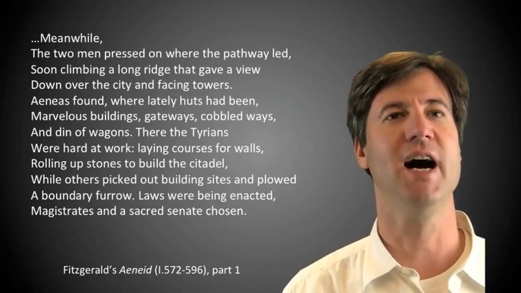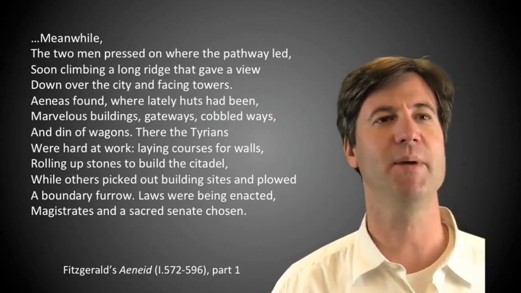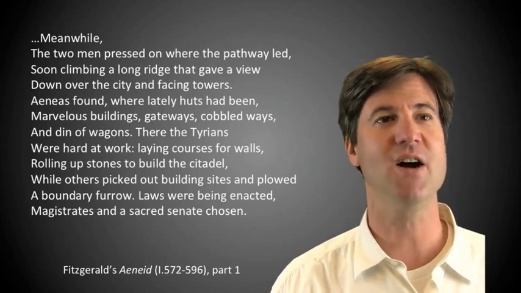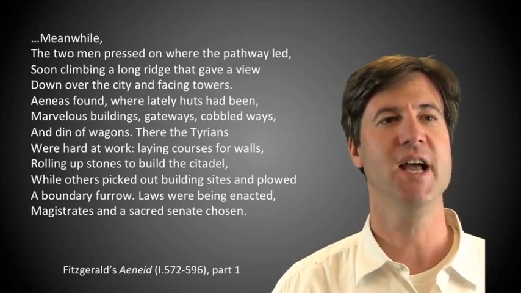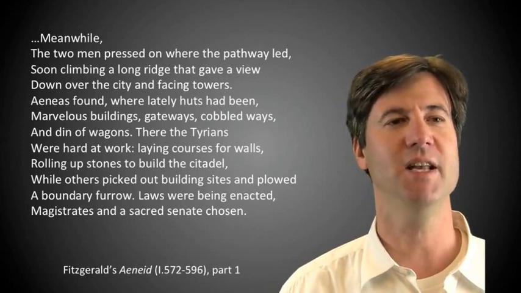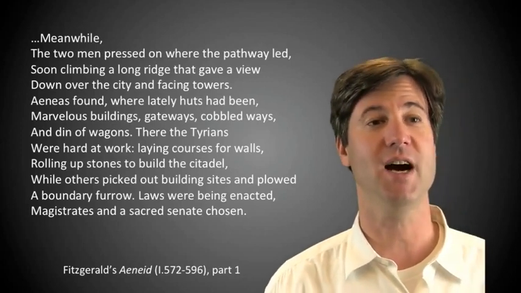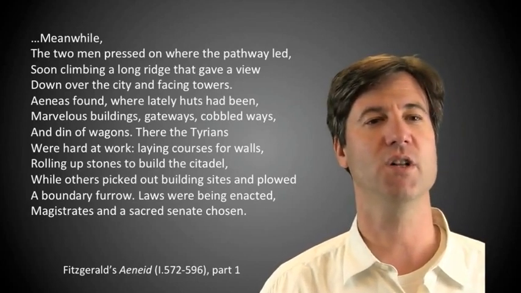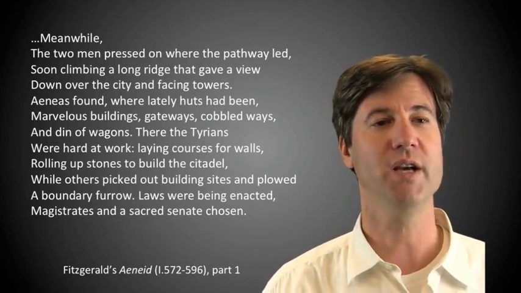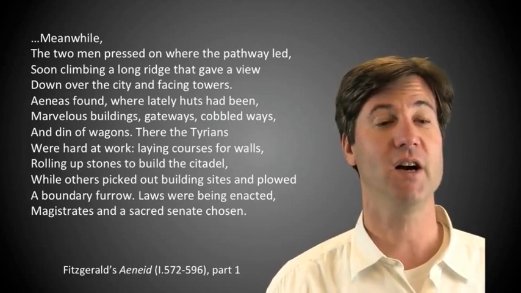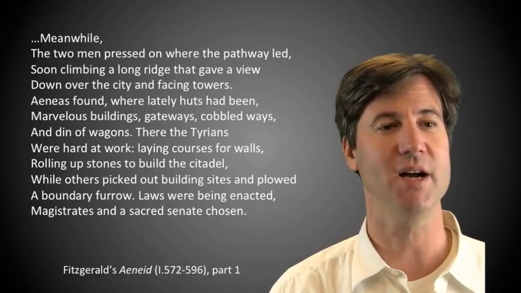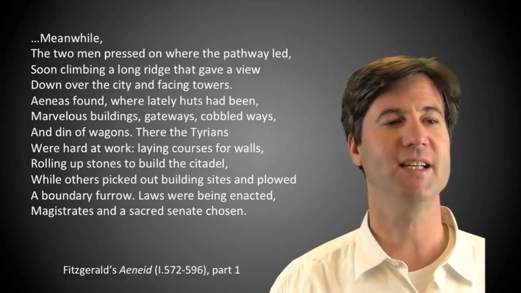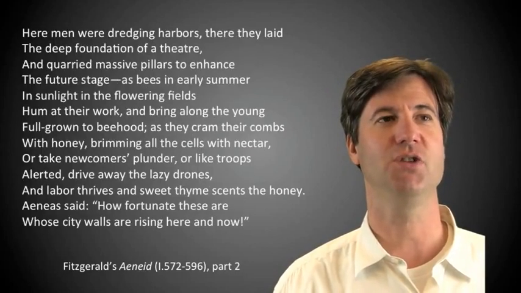Meanwhile, the two men pressed on where the pathway led, soon climbing a long ridge that gave a view down over the city and facing towers. Aeneas found where lately huts had been marvelous buildings, gateways, cobbled ways, and din of wagons. There the Tyrians were hard at work laying courses for walls, rolling up stones to build the citadel, while others picked out building sites and plowed a boundary furrow. Laws were being enacted, magistrates and a sacred senate chosen.